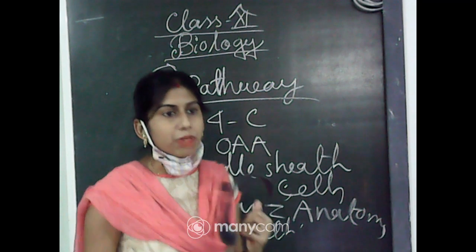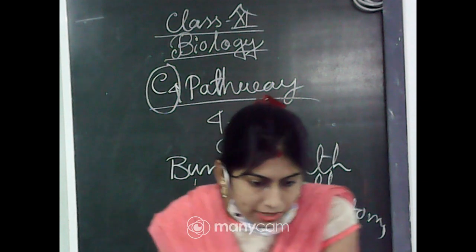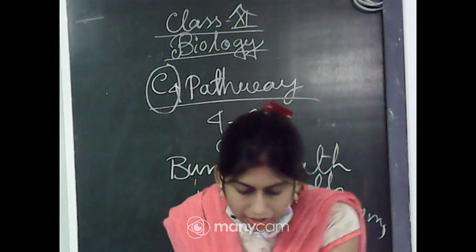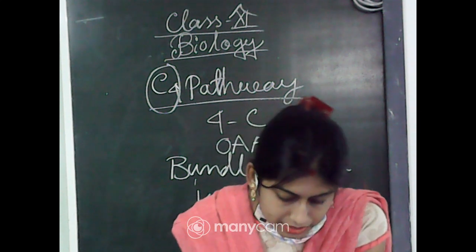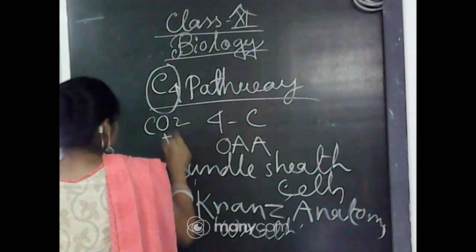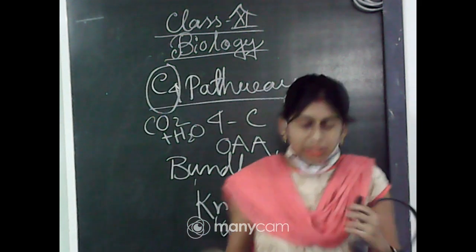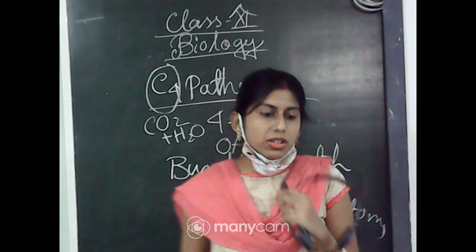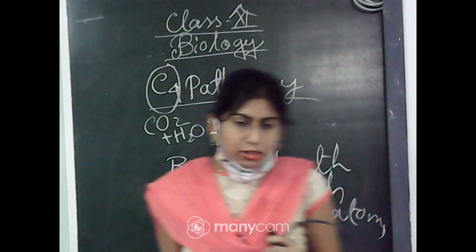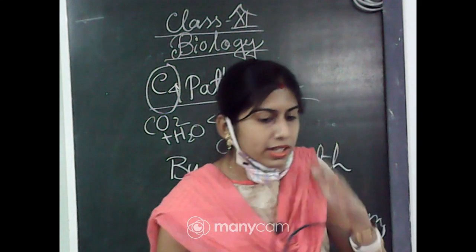There you can find first the mesophyll cell and below that the bundle sheath cell. So what is the first step? The primary carbon dioxide acceptor. First, atmospheric carbon dioxide will bind with water and form carbonic acid, that means H2CO3, and it will dissociate and bind with phosphoenol pyruvate. That means first we have to fix the atmospheric carbon dioxide.